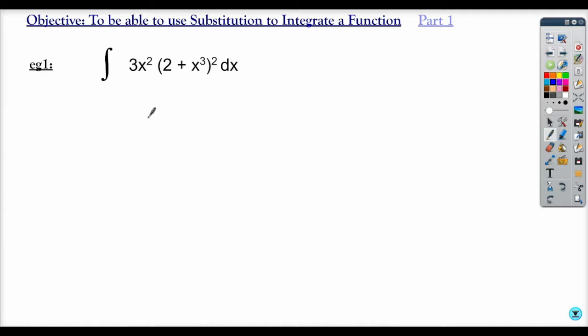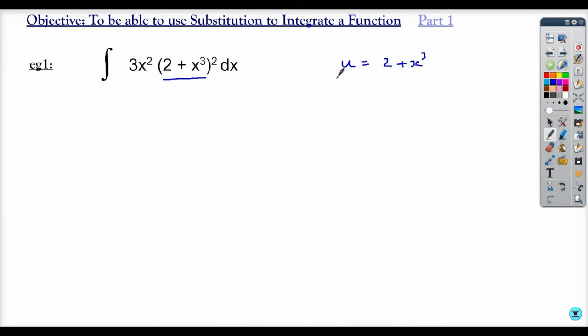So what we're going to do to start with, we're going to substitute part of this function and call it U. And the part of the function I'm going to substitute is this 2 plus x cubed. This is the part in the brackets. Most of the time, take the part in the brackets, if there is something in the brackets, and call that u. So we get u equals 2 plus x cubed.